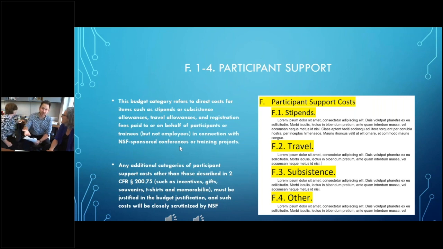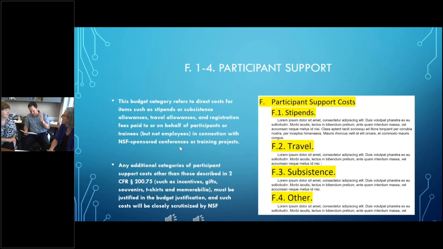And then 2, where are they coming from? So that goes into travel. Is it going to be participant support travel? And then 3, when are they arriving? Again, which year of the project? What year, sorry, that's the 4th W. And then how are they getting there?